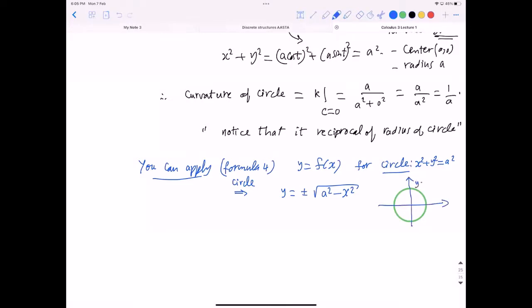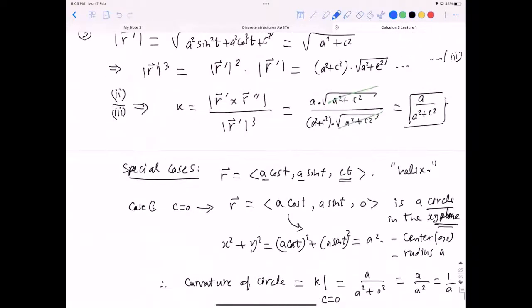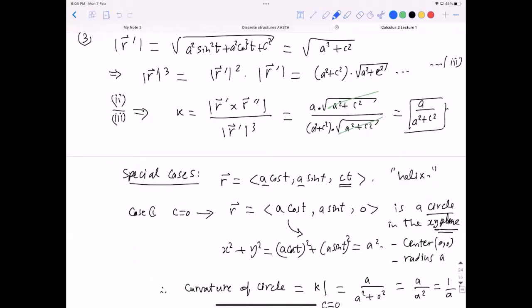So you have two functions here. The positive one is the square root of a squared minus x squared. Here is the semicircle up and the semicircle below, which is the negative square root of a squared minus x squared. So the easiest solution is the one we introduced using vectors. Any question? Notice that this kappa is independent of t. So the helix has this property.